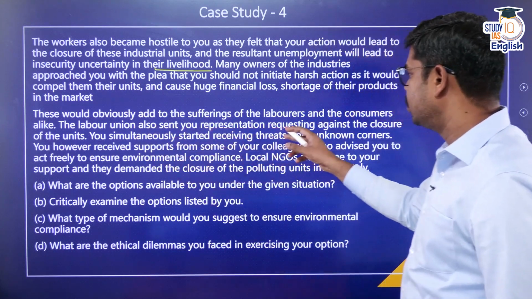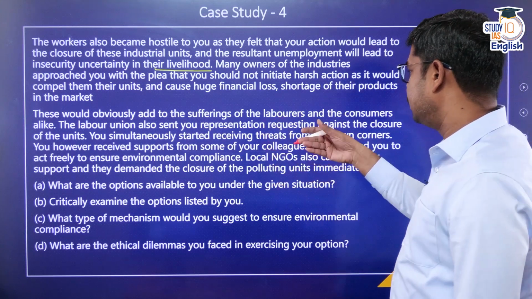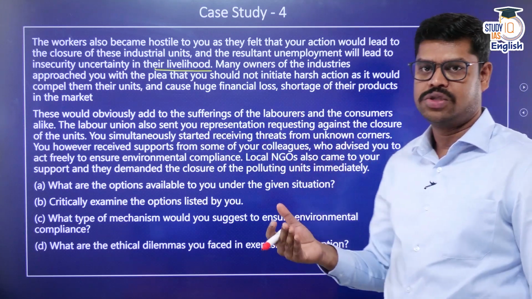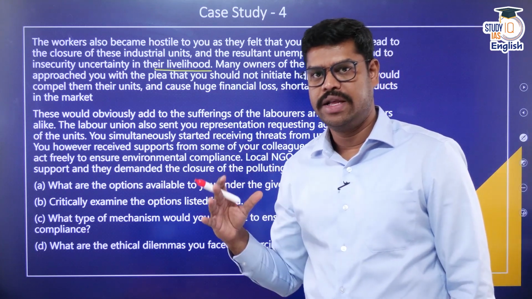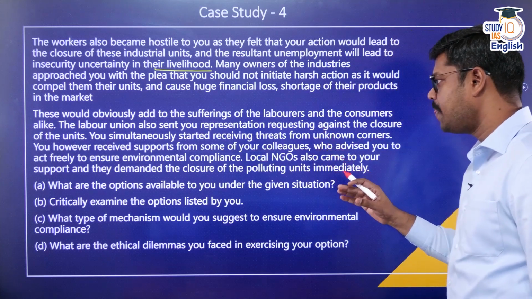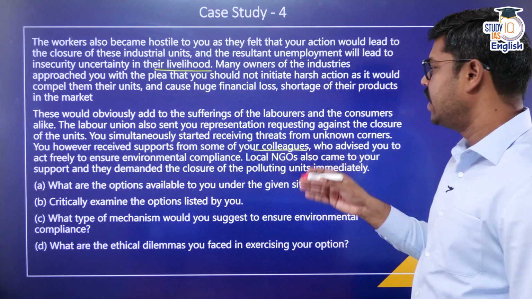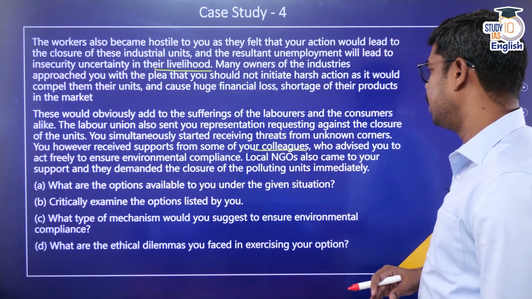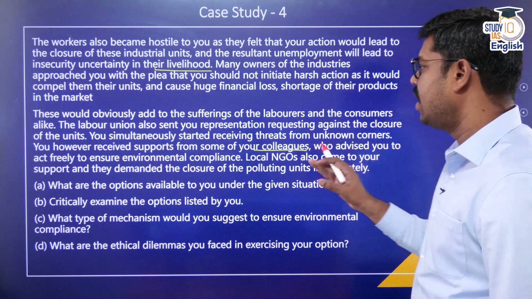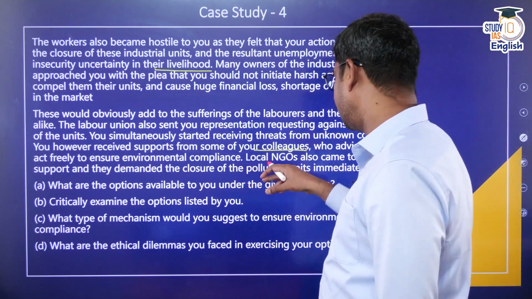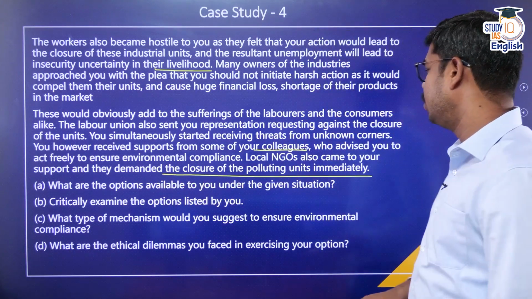The labor union also sent you a representation requesting against the closure of the units. You simultaneously started receiving threats from unknown corners. There is also a personal threat to you, and you don't even know from whom you are getting these threats. So that is also a big issue. You, however, received support from some of your colleagues who advised you to act freely and ensure environmental compliances. Local NGOs also came to your support, and they also demanded the closure of the polluting units immediately.